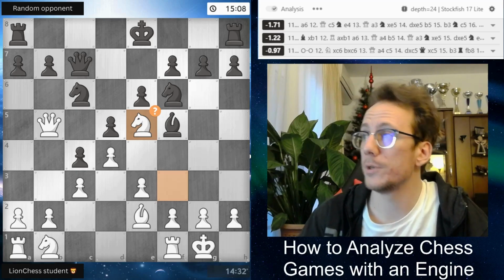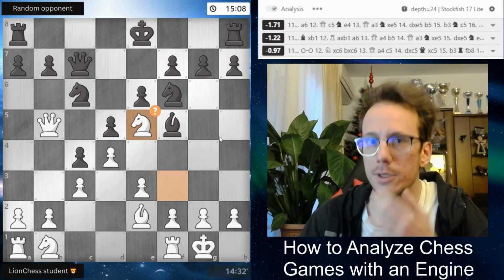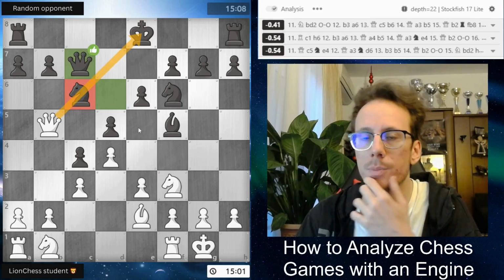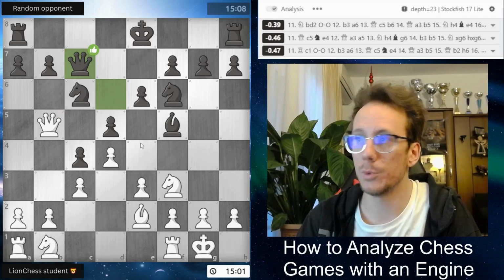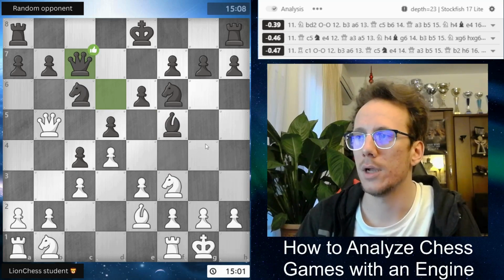So now we're going to help ourselves with Mr. Engine over here in trying to realize why this is a mistake. Because it looks like a very logical move. The idea is like, oh, we have the knight pinned, so what do we do with pinned pieces? We put pressure on them. So knight e5, put pressure on the pinned piece. However, why is this a mistake?